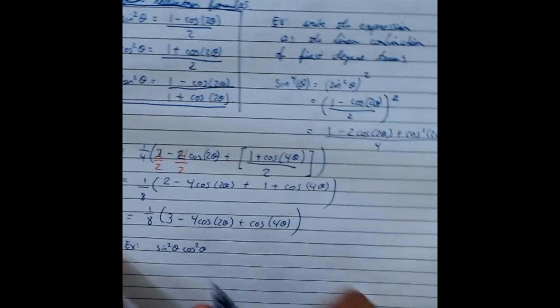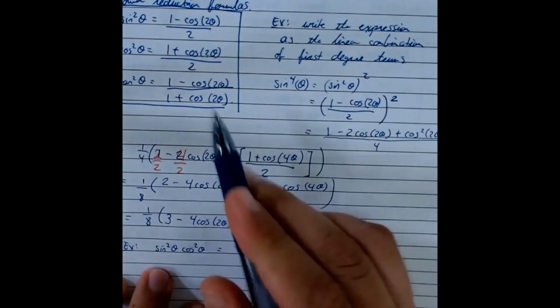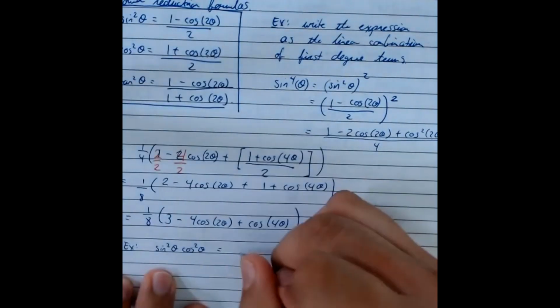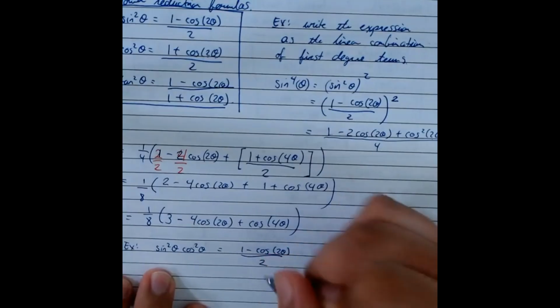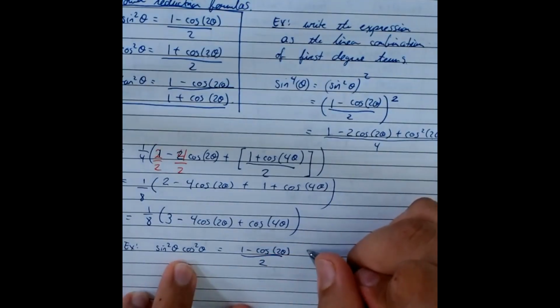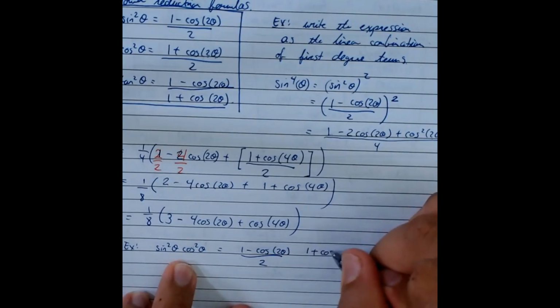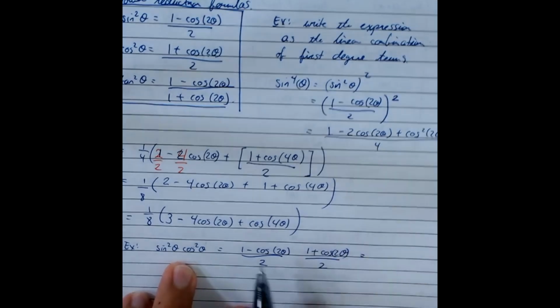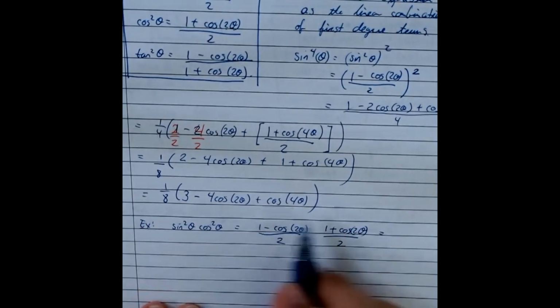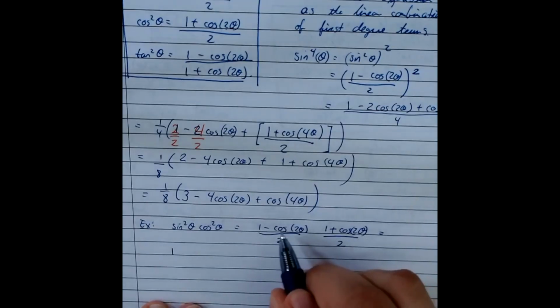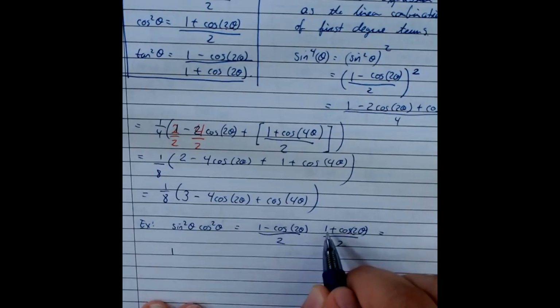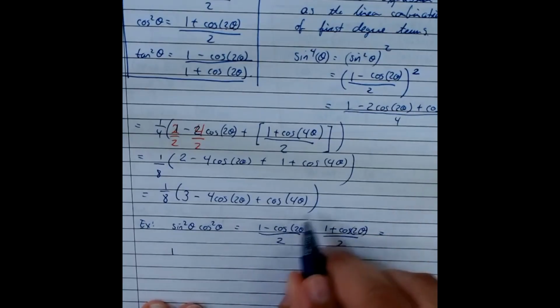All right, so let's take a look. Cosine squared of theta, that is the power reduction formula, 1 minus cosine of 2 theta over 2, times cosine squared of theta, that's going to be 1 plus the cosine of 2 theta over 2. And when we multiply those, well, let's see, 1 times 1 is 1. 1 times cosine of 2 theta, but then that's minus cosine of 2 theta. So plus cosine of 2 theta minus cosine of 2 theta.